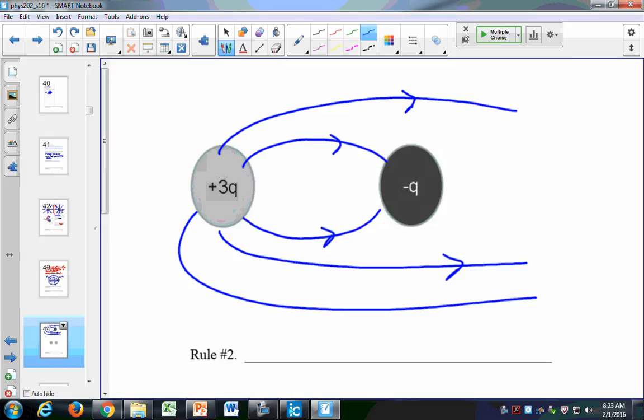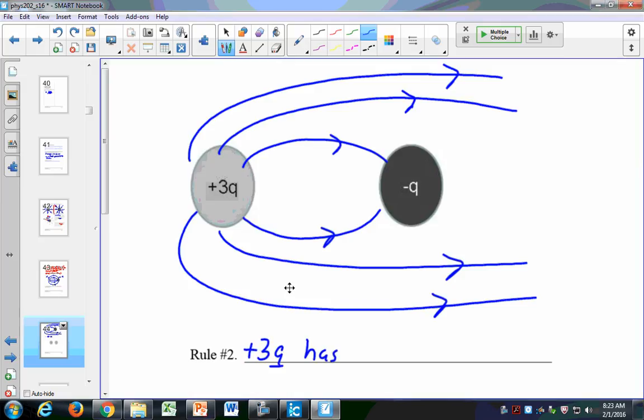I have a particular number of lines as well. This comes back to rule number two, that the plus 3q charge has 3 times the charge of the minus q charge. It has 3 times the charge, and so it has 3 times the field lines. So both of those statements are true. It has 3 times the charge and 3 times the number of field lines.